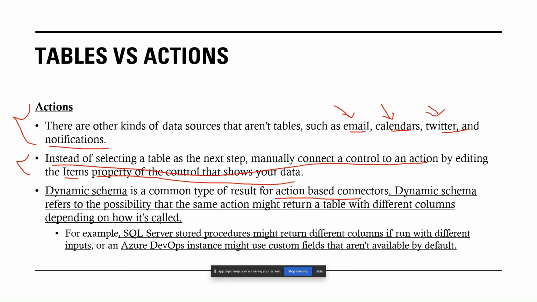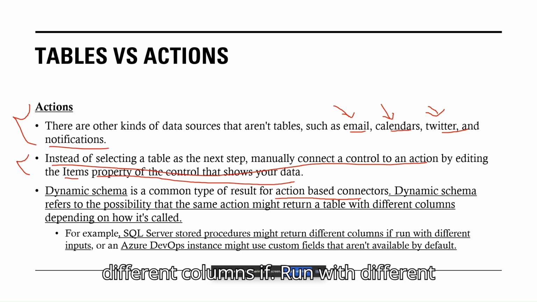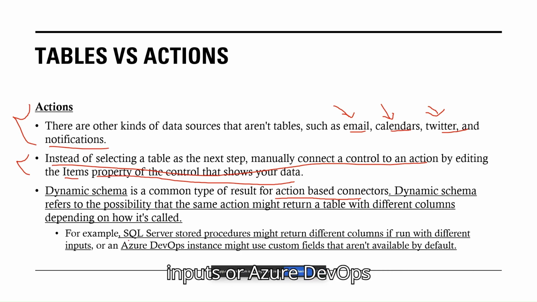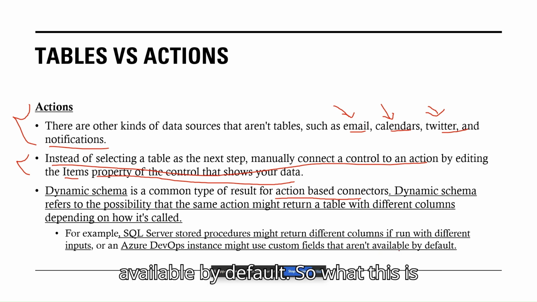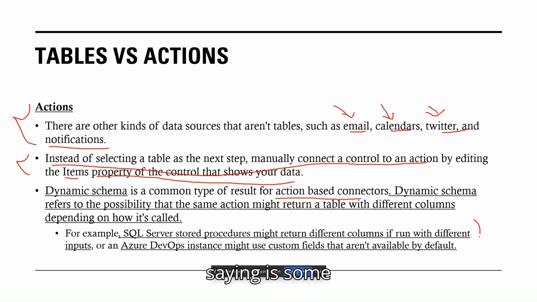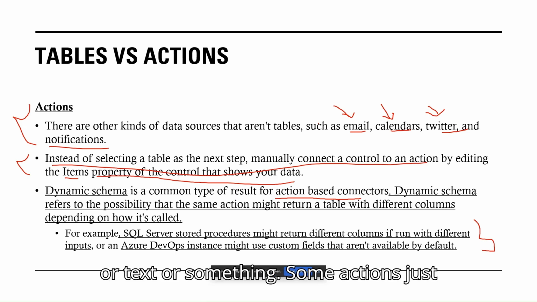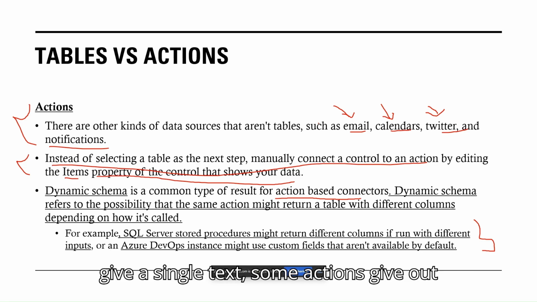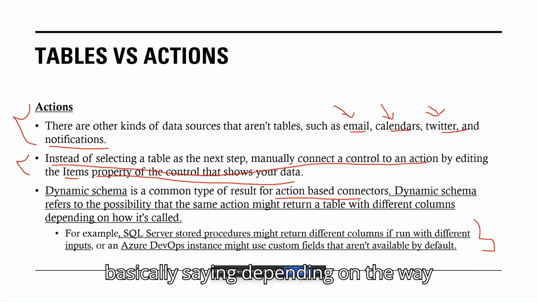For example, a SQL Server stored procedure might return different columns if run with different inputs. Or an Azure DevOps instance might use custom fields that aren't available by default. So what this is saying is some actions give out things like tables or text. Some actions just give a single text. Some actions give out an entire table. Dynamic schema is basically saying, depending on the way it is called.